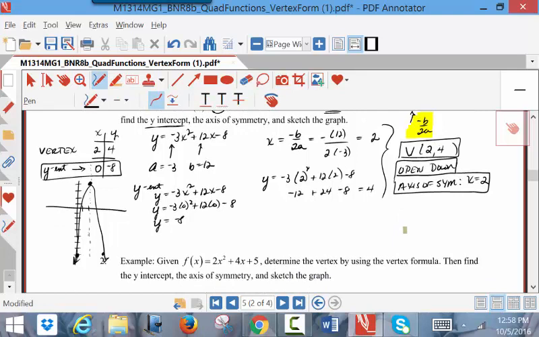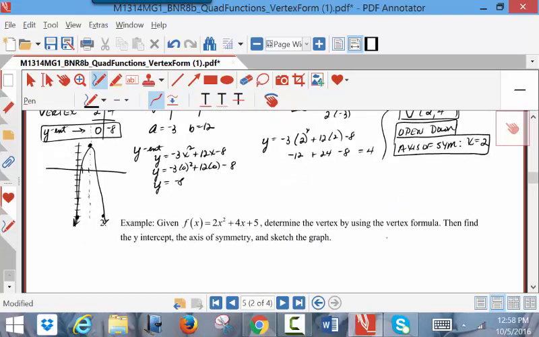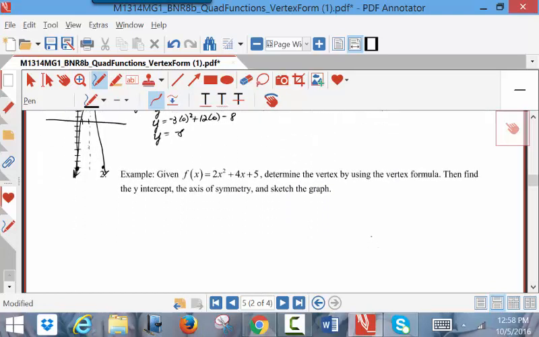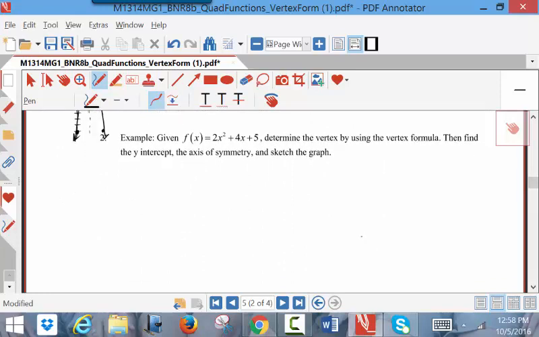Okay, so let's try another one. Same kind of thing. Here is a parabola because it has an x squared term in it. I'm supposed to find the vertex. Then I'm supposed to determine if it opens up or down. Then I need to come up with the axis of symmetry and then the y-intercept.